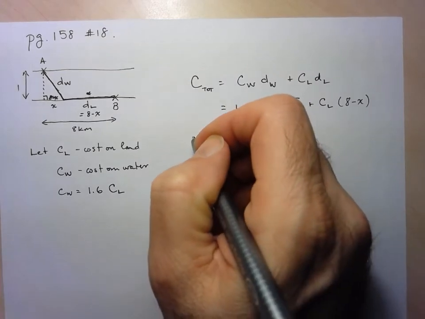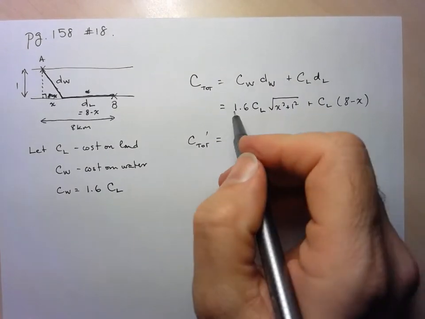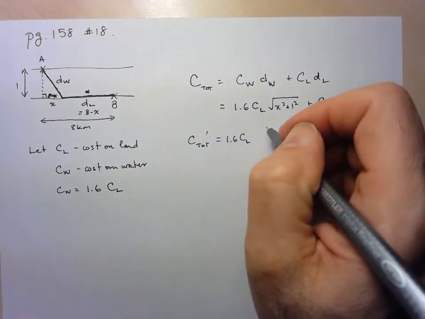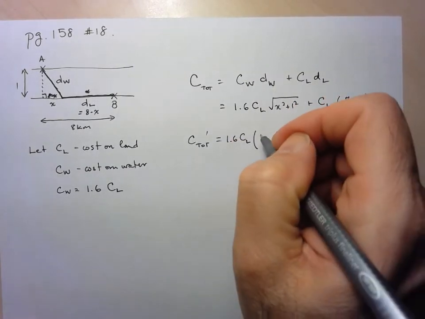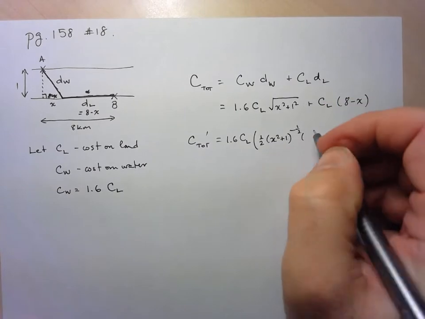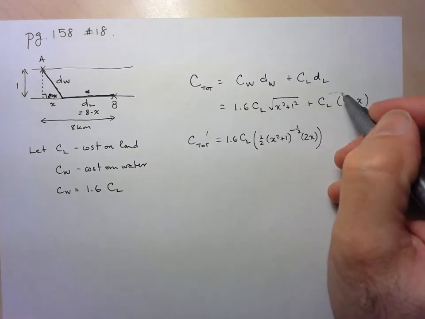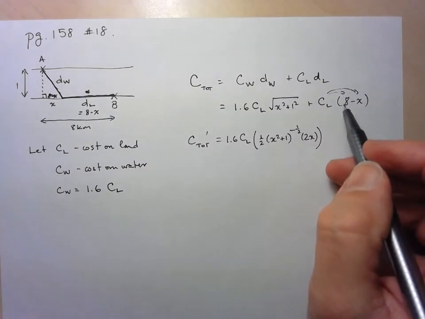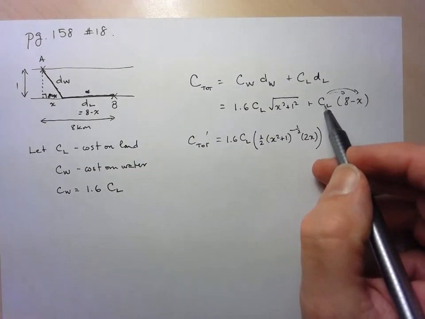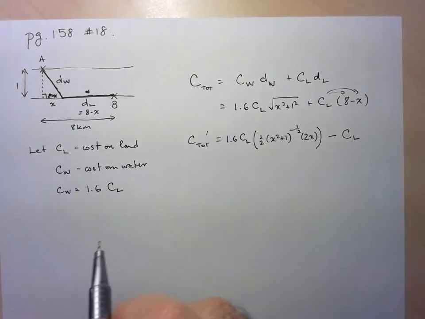Okay, so at this point here, I'm going to take the derivative of the total cost. So here again, 1.6 times CL is just a constant. Now I'm going to take the derivative of this function of x, so it's just 1/2 x squared plus 1 to the negative 1/2 times the derivative of x squared plus 1, which is just 2x. And then if I distribute the CL to both, the CL times 8 is just going to be a constant, so when I take the derivative it is 0. So I'm just left with the derivative of CL times negative x. So that's just going to be minus CL, because the derivative of negative x is just negative 1.